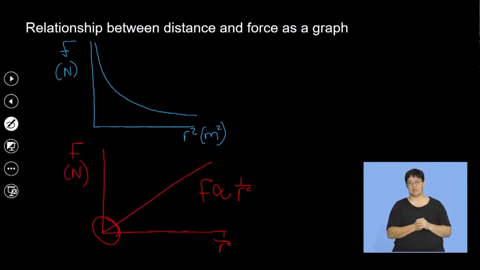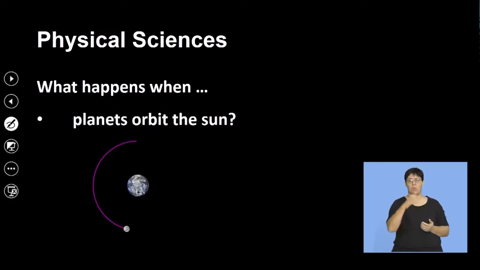We started by asking about orbits. So, what happens when planets orbit the sun?